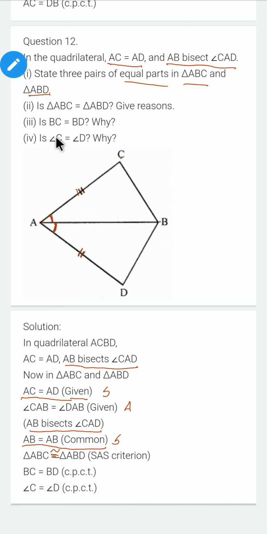We know that for two congruent triangles, their corresponding angles and corresponding sides are equal. So this is the corresponding side of this triangle, and this is the corresponding side of the other triangle. That means these two are equal. Clear? And this is the corresponding angle of this triangle, and this is the corresponding angle of the other triangle. That means these two are also equal. Clear? Thank you.